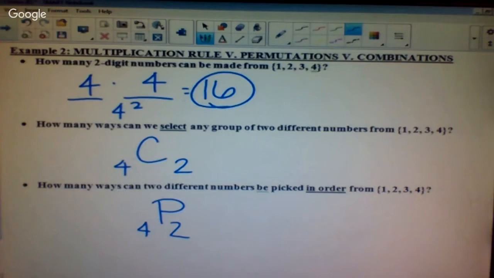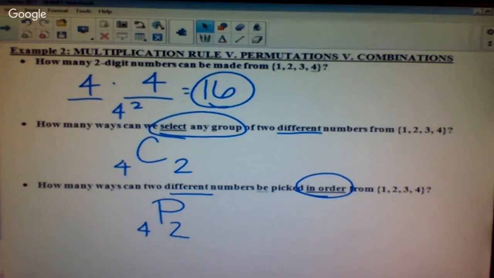Your key here is the fact that it's different, so that tells you no repetition. This one says in order, so it's a permutation. And this says select any group, so it is a combination.